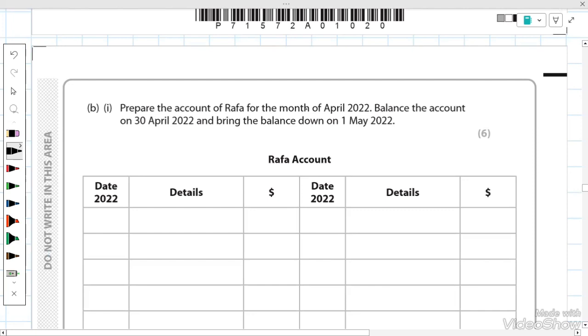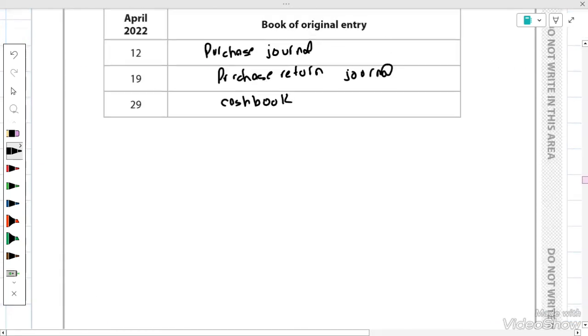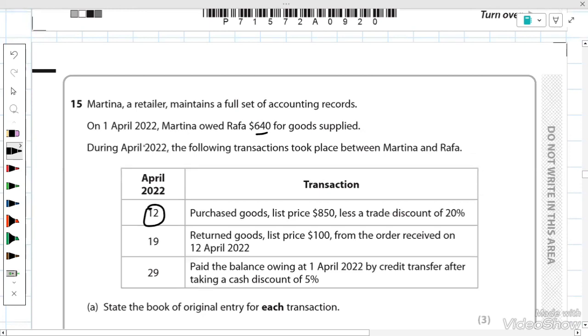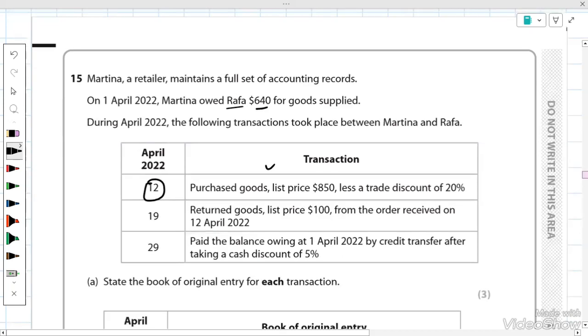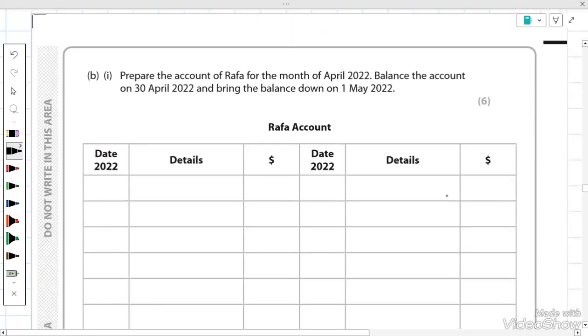Prepare the account of Rafa for the month of April 2022. Balance the account on 30 April 2022 and bring the balance down. Okay, so we have to maintain the Rafa account. So who is Rafa? On 1st April 2022, Martina owed Rafa. So it means that Rafa is our supplier, because Martina owed 640 to Rafa, maybe because Martina purchased some material from it. As we can see, there are transactions which Martina has with Rafa. So we have to record this 640 as our balance b/d on the credit side.